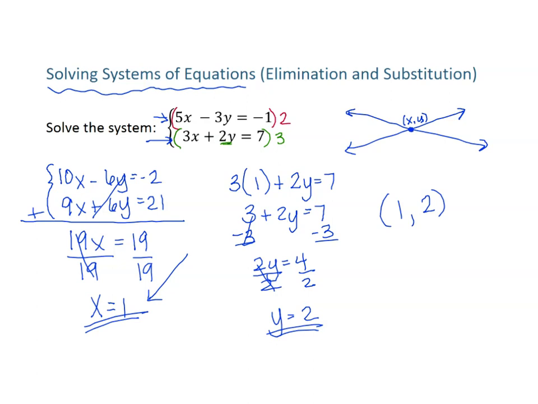So now that I have my x-coordinate and my y-coordinate, I can write the intersection point. And that's it. And you could take these values, 1 and 2, and plug them in here, and plug them in here. And when you plug them in, as a way to check, you will get true statements. So this will equal negative 1, and this will equal 7. Because the intersection point is on both lines, so it's a point that makes both equations true.